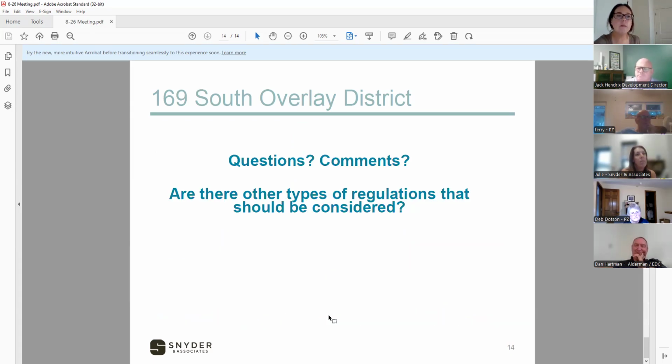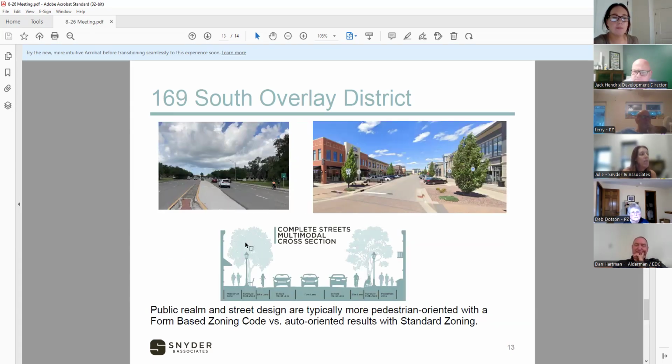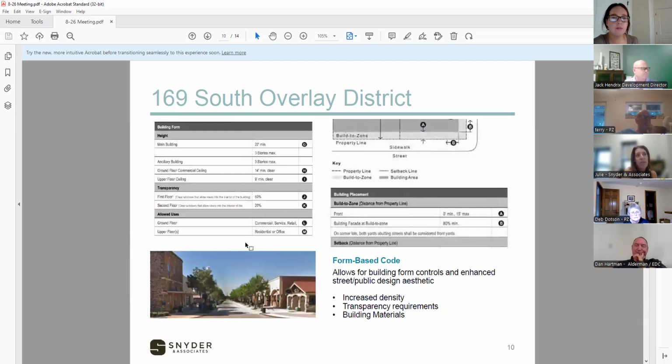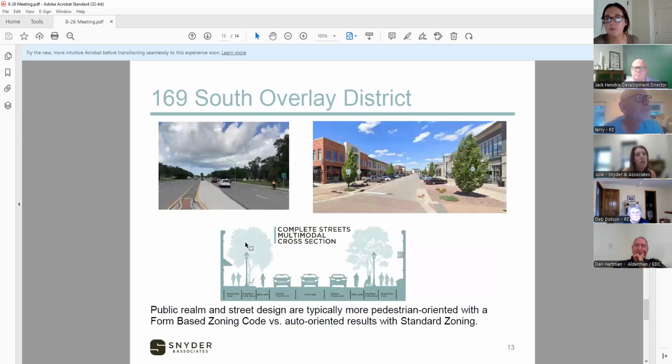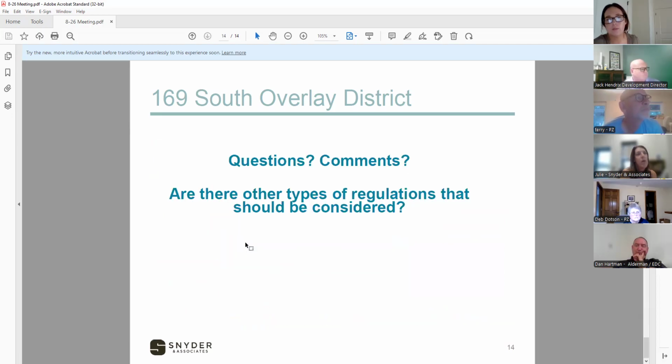So that's a quick walkthrough. Again, this is just to get our minds working, and to hear back from you what the vision is going to be for this neighborhood, or this area, as it develops. Are there things we should consider that I haven't mentioned? Are there things on your mind that you feel we should regulate, like affordable housing or green infrastructure?